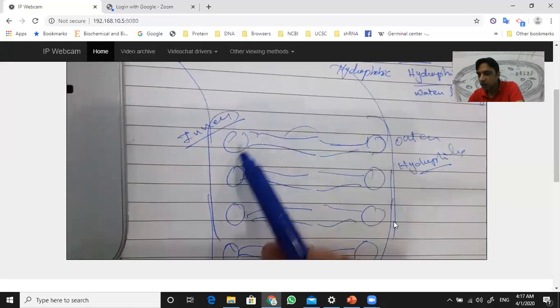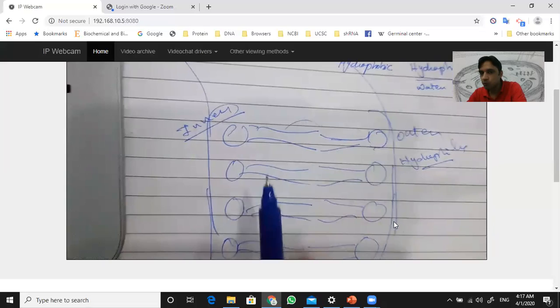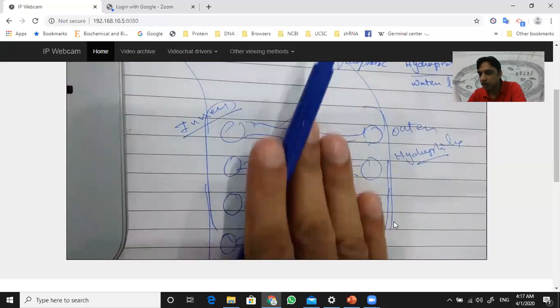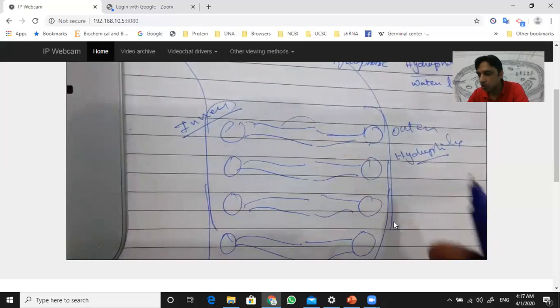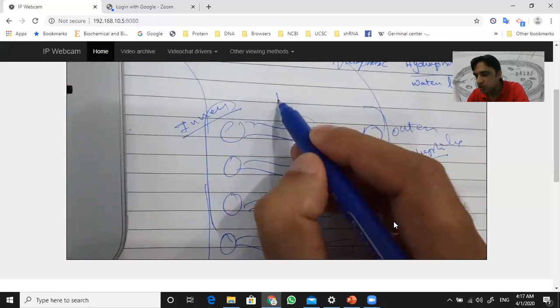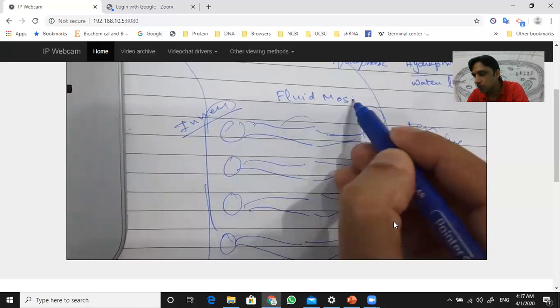And this is a very loose arrangement of the lipid molecules. That's why it's like floating. It's like moving, like floating. And this model of the cell membrane is called the fluid mosaic model. This is called the fluid mosaic model.